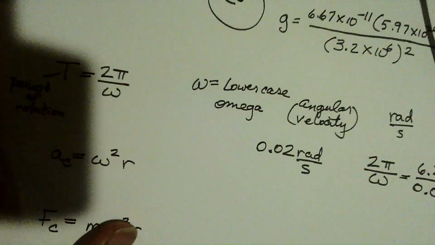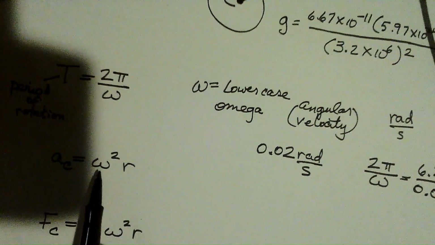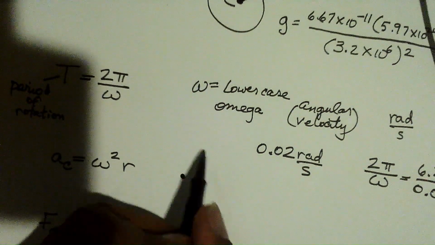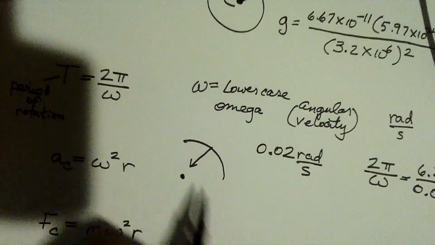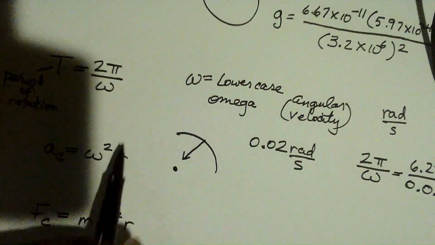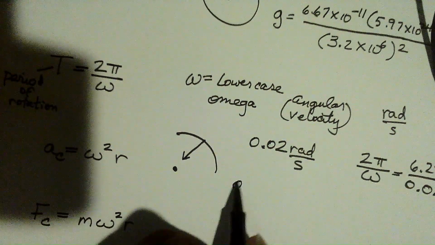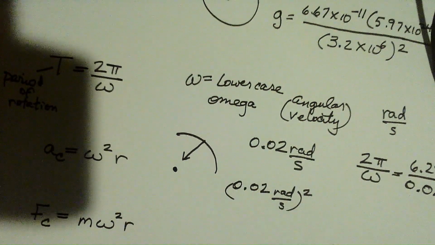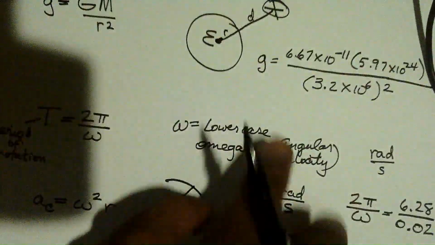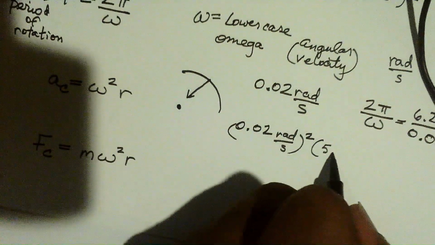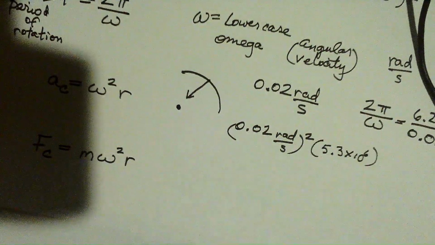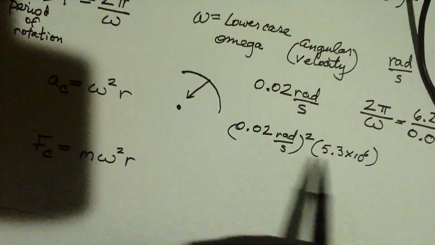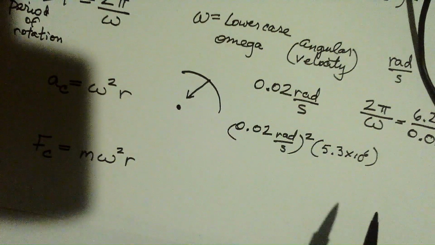Okay? Now, remember this is centripetal acceleration. When we talk about going around the circle, centripetal acceleration always points in toward the center of the circle. So, I can find the centripetal acceleration by taking this number right here, 0.02 radians per second, and then I square it. And then I'm going to multiply it times the distance here, between here and there. That's the radius. So let's say 5.3 times 10 to the 6. Just make up a number. So I'm going to square this, multiply it by this, and I should get the centripetal acceleration.